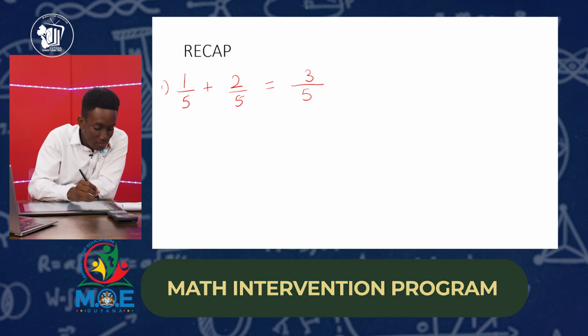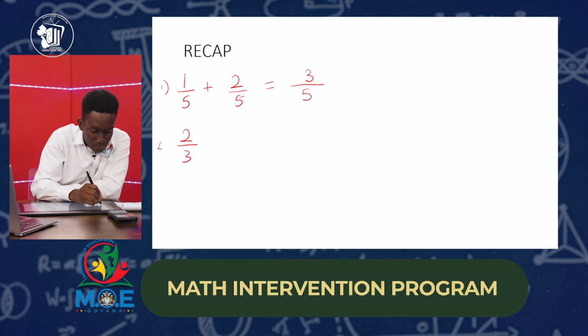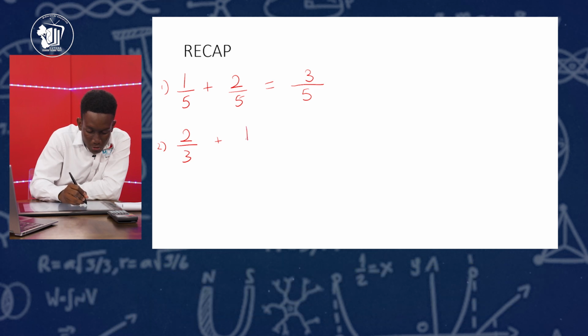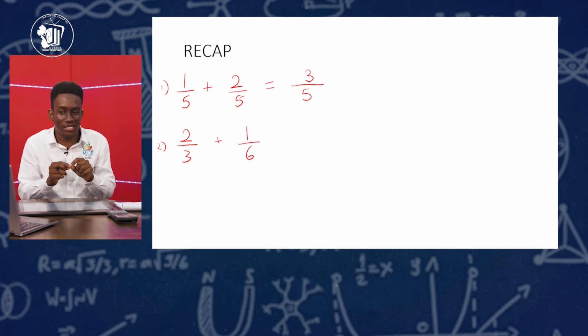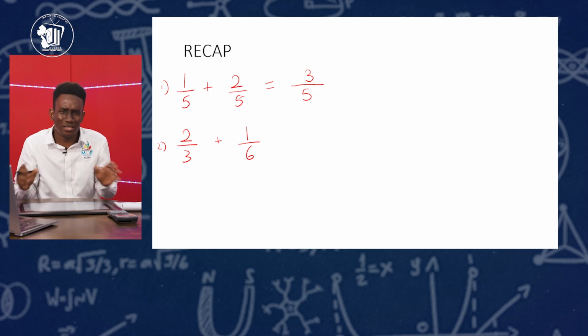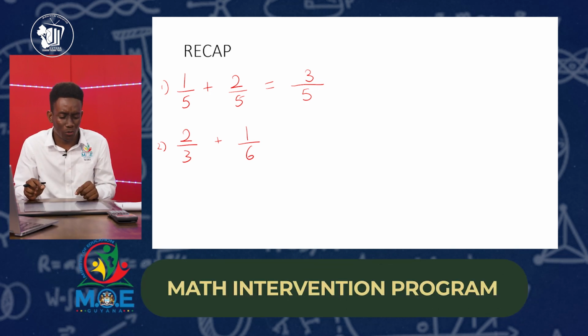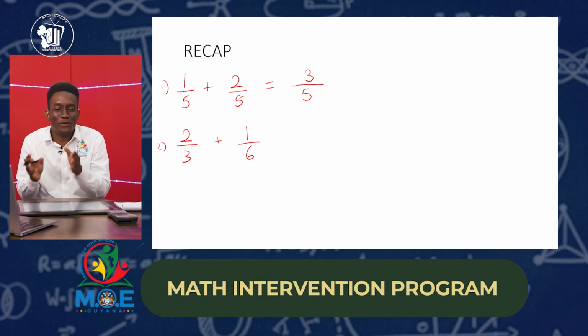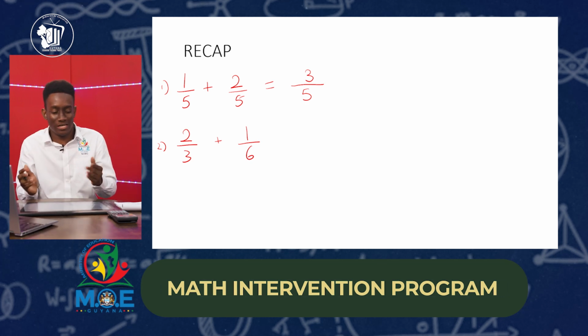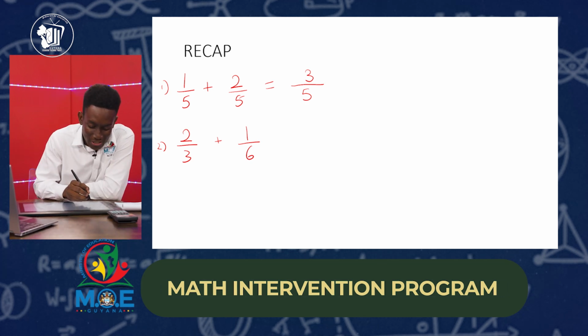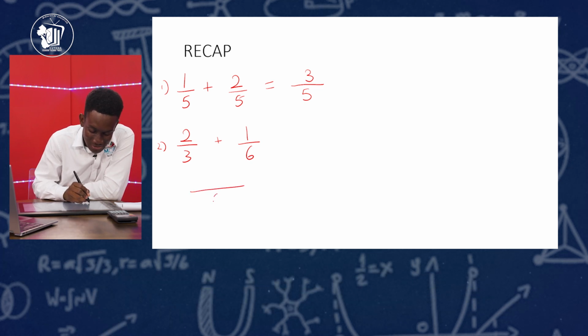Let's look at another example. Let's say we have 2 over 3 plus 1 over 6. In this case, we see the denominators are not the same. So what do we do? We find the LCM. We find the LCM of 3 and 6, which will simply be 6.